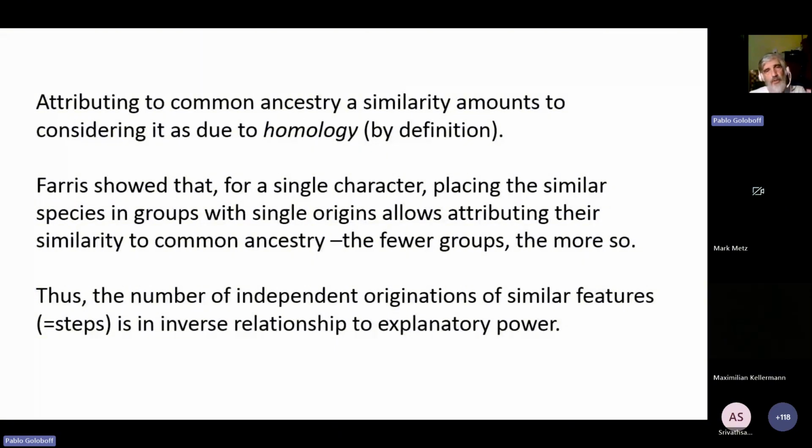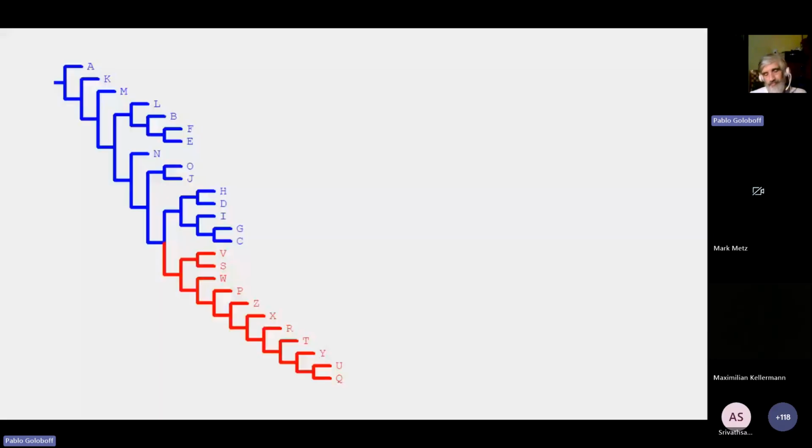And the fewer groups in which you split the similar species, the more similarities you can explain by common ancestry. Therefore, the number of independent originations of similar features, that is to say, steps, is in inverse relationship to explanatory power. So let's look at some examples.